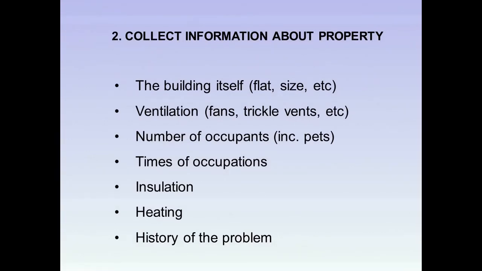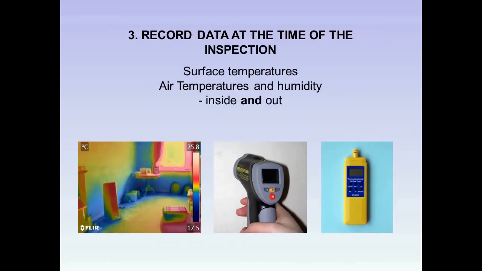So those are the visuals. The next thing one needs to do is to collect information about the property, building itself, ventilation, number of occupants, times of occupied, insulating, heating, history of the problem. And then we start recording data. We can record data at the time of the inspection, surface temperatures, air temperatures and humidity, inside and out.